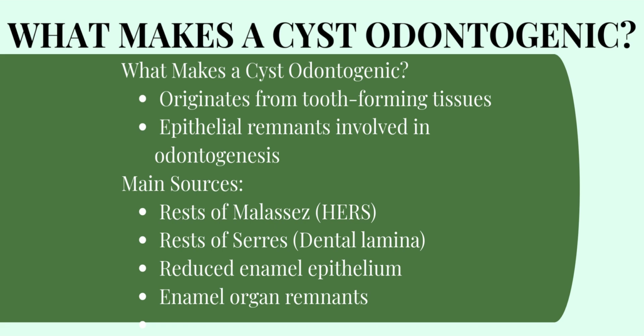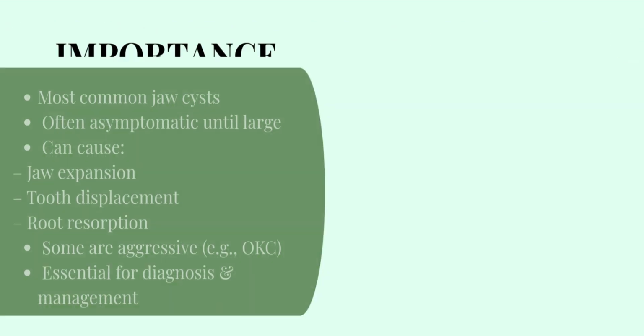The main epithelial sources are the rests of Malassez, which come from the Hertwig's epithelial root sheath, the rests of Serres, which are the remnants of the dental lamina, the reduced enamel epithelium that covers the crown of an unerupted tooth, and other components of the enamel organ. So, in short, odontogenic cysts come from the very tissues that helped form your teeth.